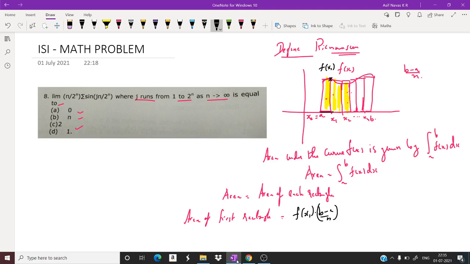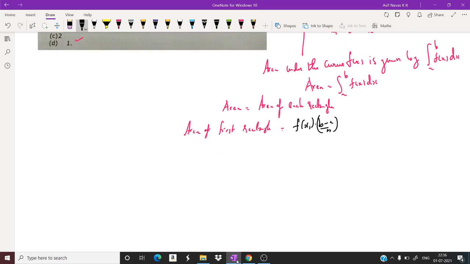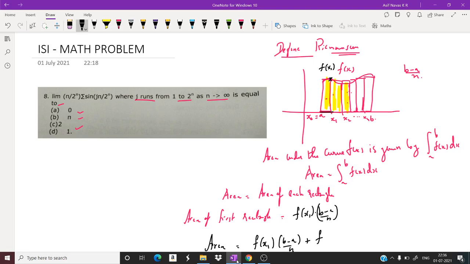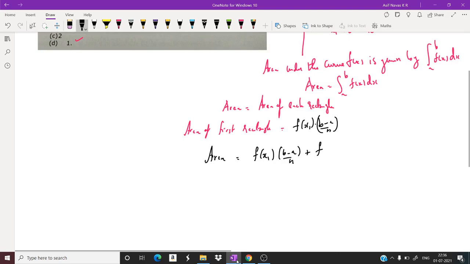So similarly, we will find the area of each. So the total area is equal to f of x1 times b minus a by n for the first rectangle, plus, next we take the area of the second rectangle, where the height is f of x2, into b minus a by n, plus etc. There are n of them, up to f of xn times b minus a by n.